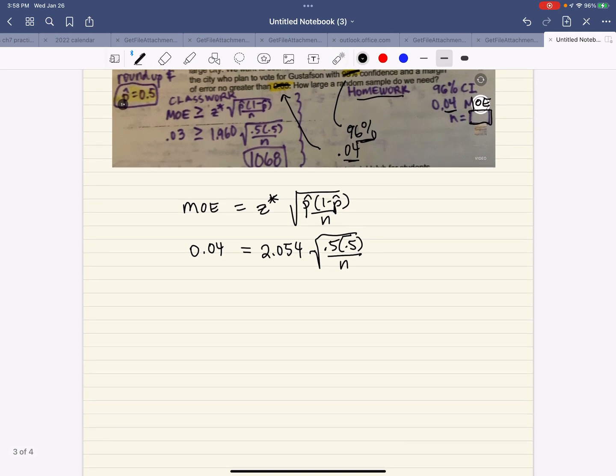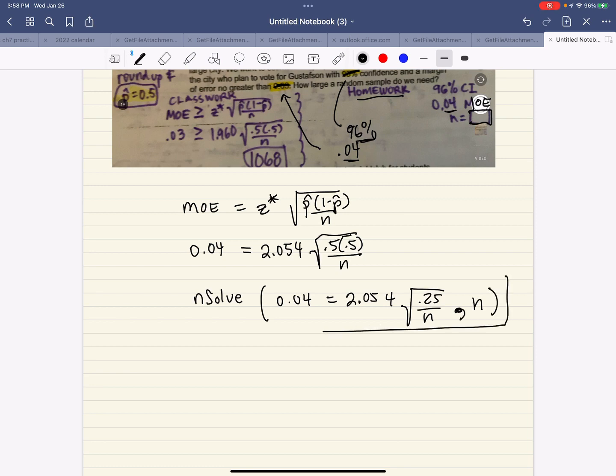So we can type this in our calculator. We find the solve button and we type in exactly what we see here, and then we put comma n and hit enter. And this should give us an answer.